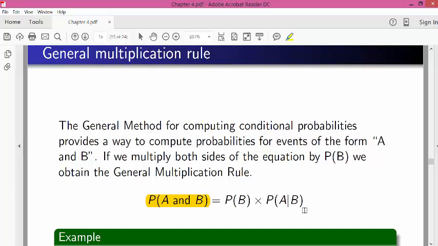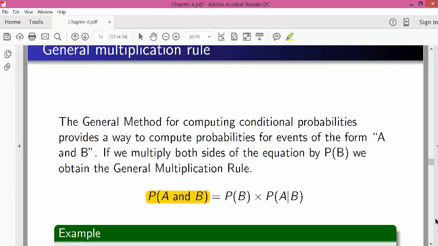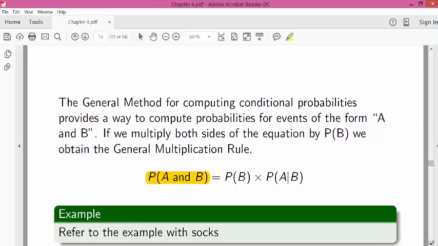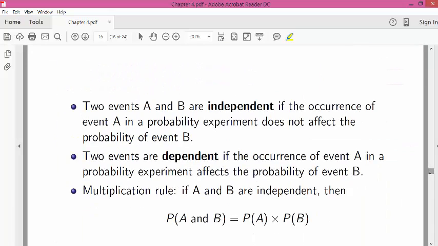This is what we're really doing, and I have a video that goes through an example, I think with sodas. Go through that video again, make sure you understand everything, but we're really using this formula right here. For events that are not independent, this is your rule. What if the events are independent? Let's go to the next slide.